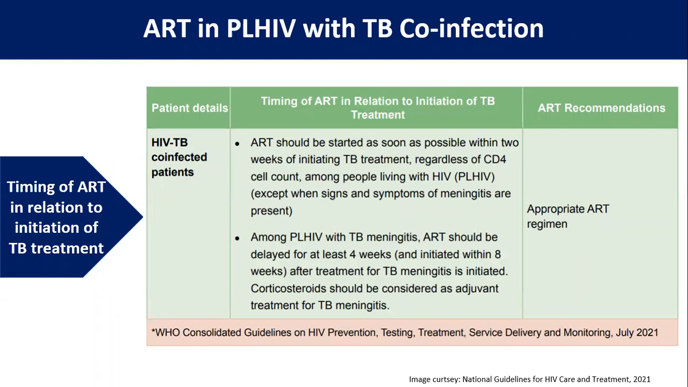Exception is the TBM, that is tubercular meningitis, where the initiation of ART is to be delayed to at least 4 weeks, but it has to be started within 8 weeks of initiation of ATT because of fear of IRIS. And in case of meningitis, IRIS can be fatal if it is not diagnosed properly. And in such cases, we should have a low threshold to start corticosteroid also.